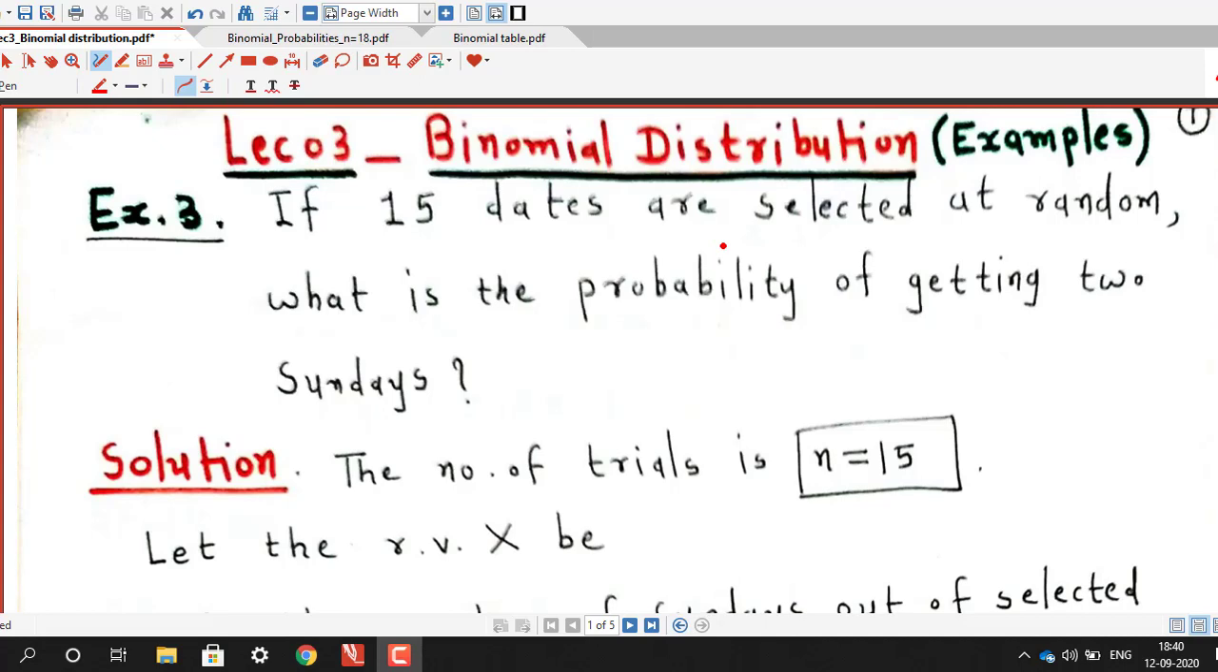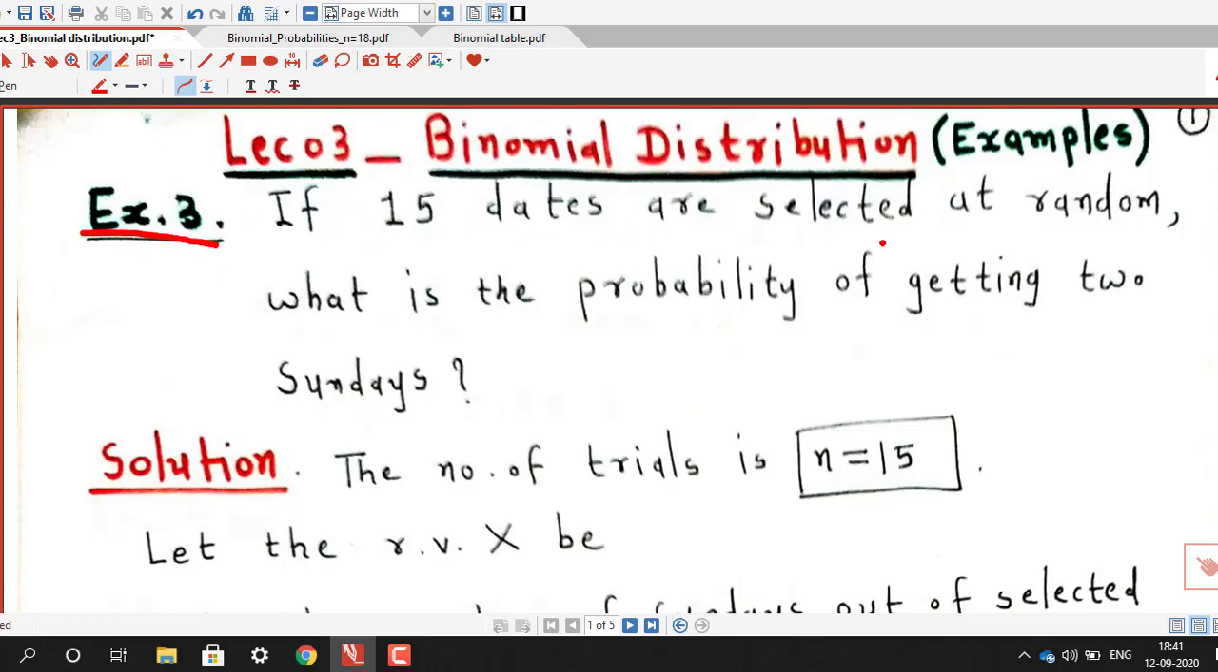In previous lectures we have discussed what binomial distribution is, and we have done one example of how to calculate probabilities when your problem is suitable for binomial distribution. So today also we are going to discuss some more examples on binomial distribution. So let us start with example number 3.